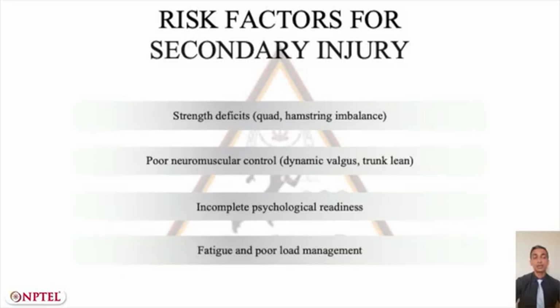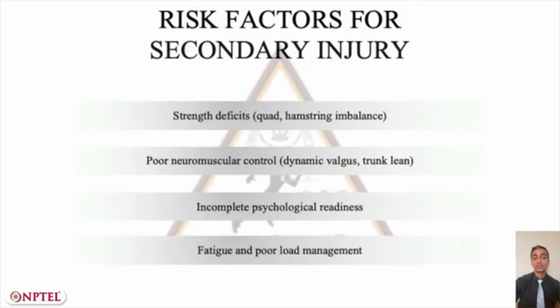Secondary injuries typically occur within the first 2 years of return to play, with younger athletes and those returning to pivoting sports being at highest risk. Re-injury is often due to modifiable factors.